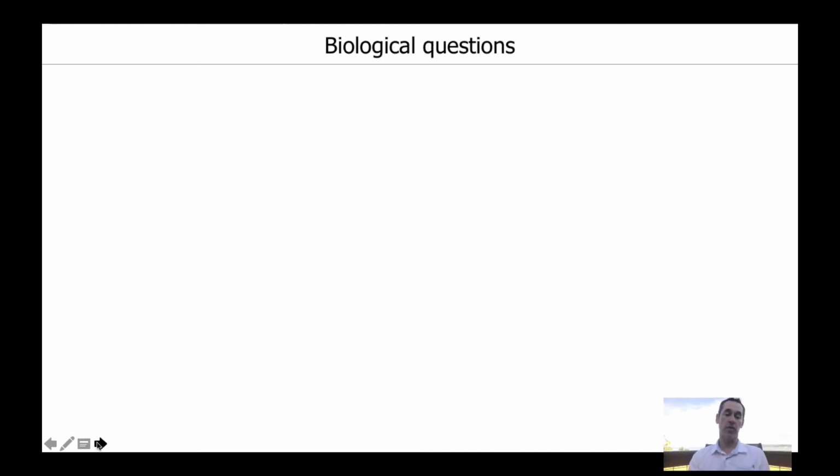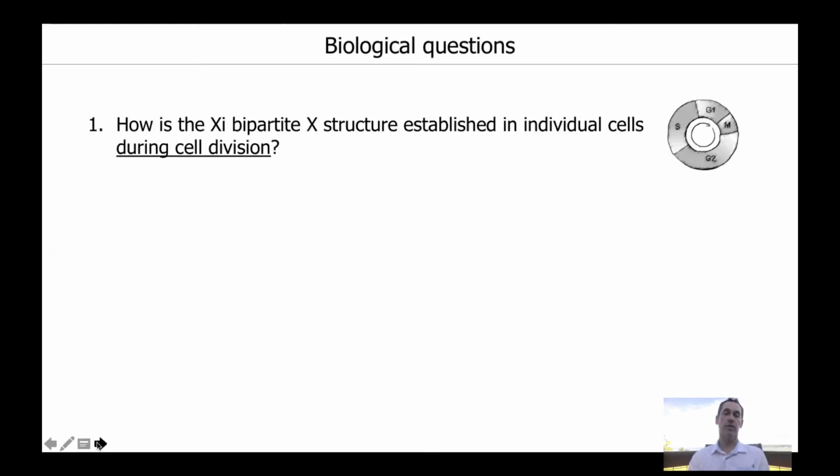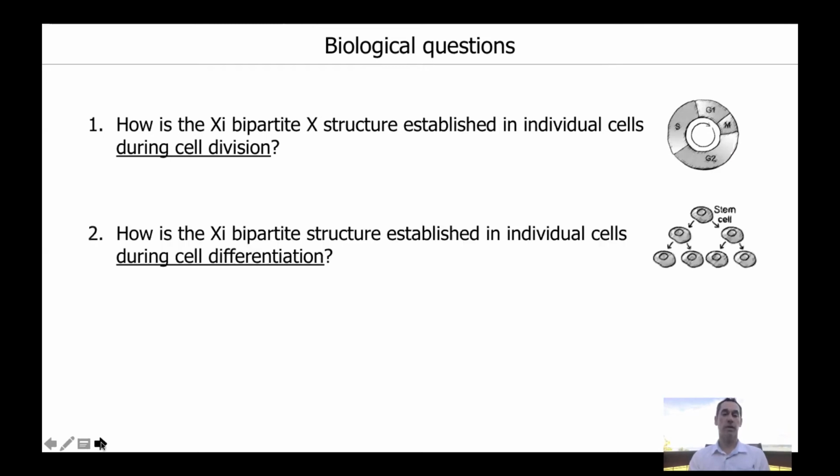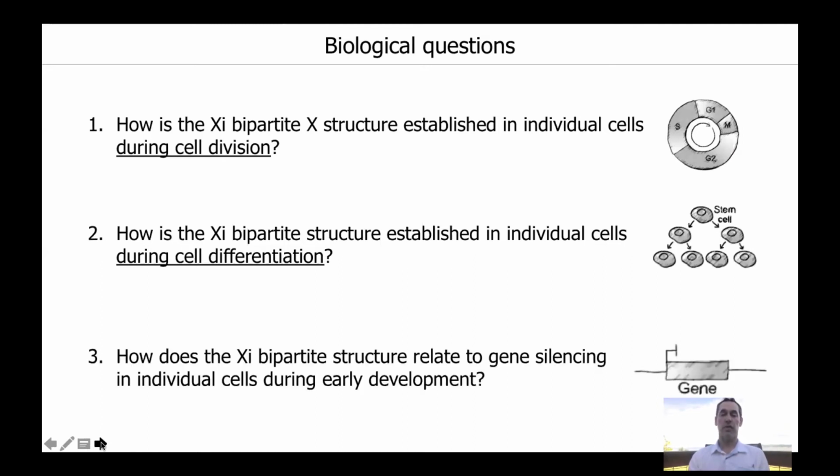For the study, we had 3 main biological questions. Firstly, we wanted to find out how the inactive X bipartite structure is established within individual cells during the course of the cell cycle. We had the same question during the course of differentiation and cell division. And thirdly, we wanted to relate gene silencing, so expression and accessibility, to this inactive X bipartite structure.